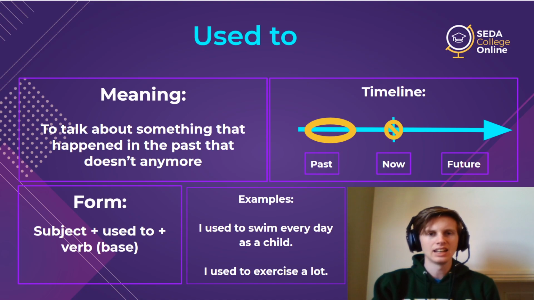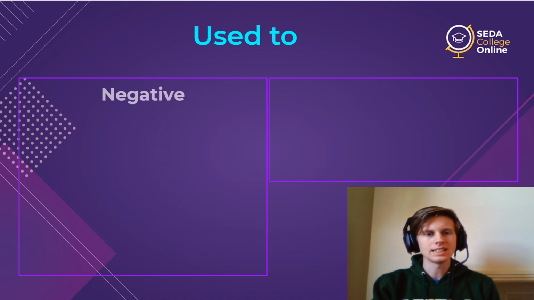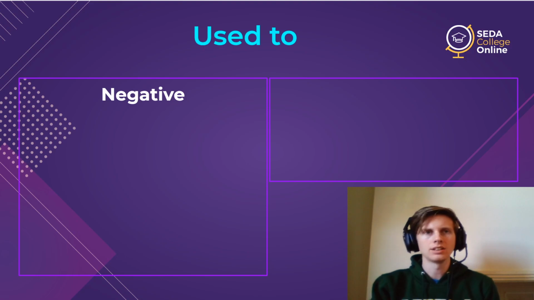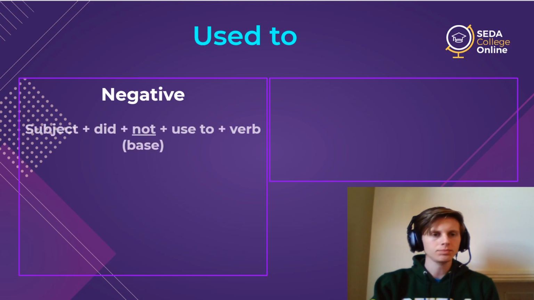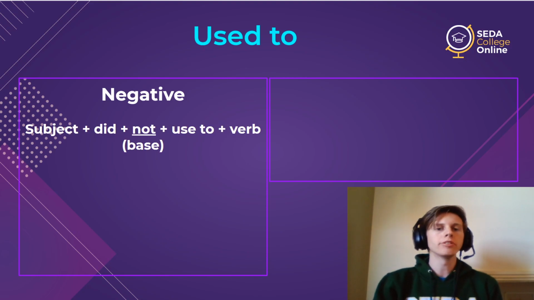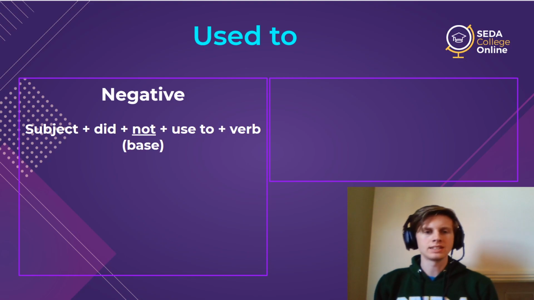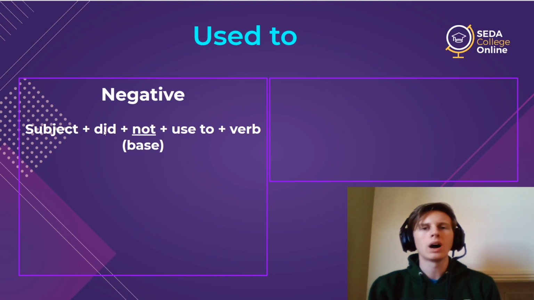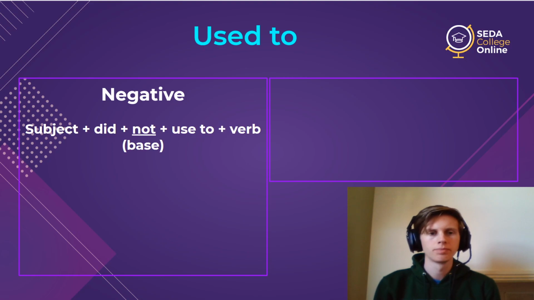All right. So what's next is the negative. So the negative for used to is a little more complicated than just simple no. So it kind of has a two-step process here. So the full formula is subject plus did, not, used to, verb. But I want to talk about this a little in detail because maybe you're not clear why do we have did? Why is it just not used to?